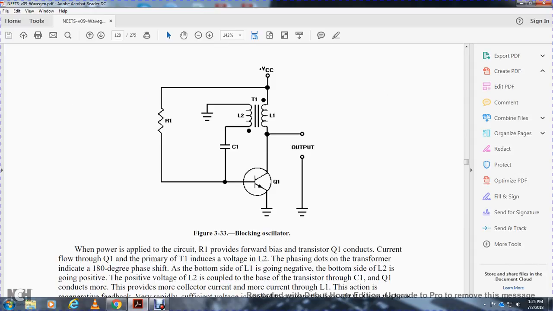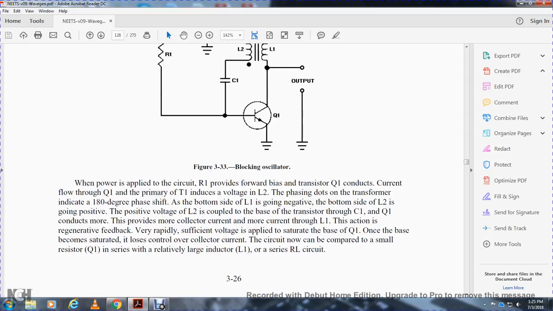In figure 3-33, the blocking oscillator has the emitter going to ground and the collector going to the transformer winding, windings 1 and 2, with the transformer tapped, plus a capacitor and resistor. When power is applied to the circuit, resistor 1 provides forward bias to transistor 1. Transistor 1 conducts, and current flows through the transistor into the primary, transformer winding 1, which induces a voltage in inductor 2. The phase dot of the transformer indicates a 180 degree phase shift.